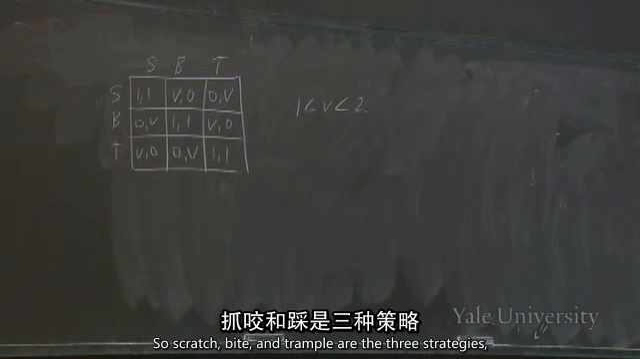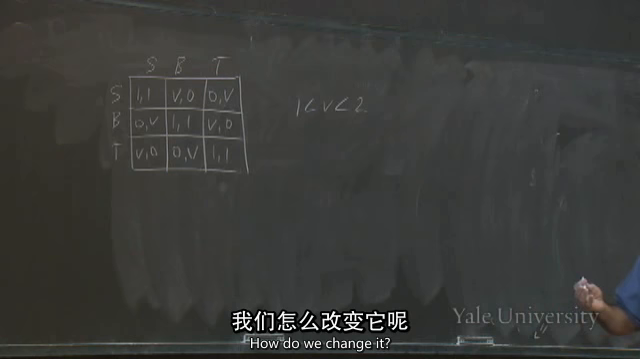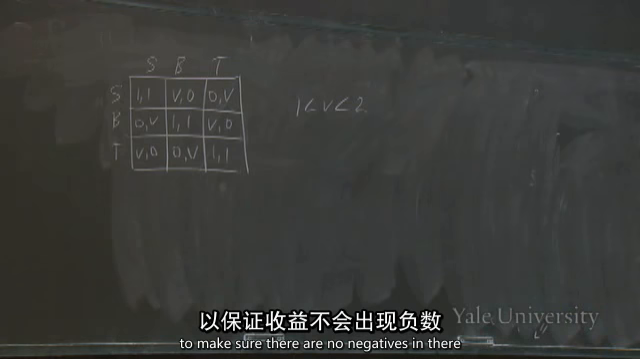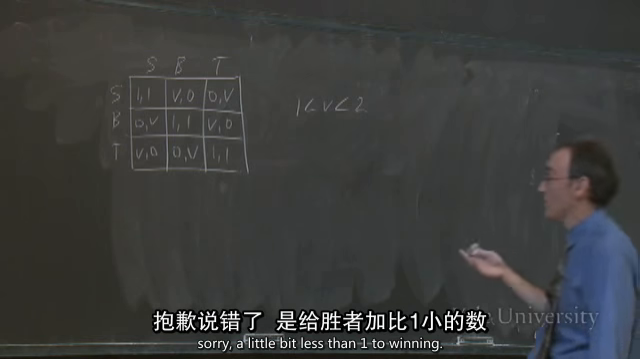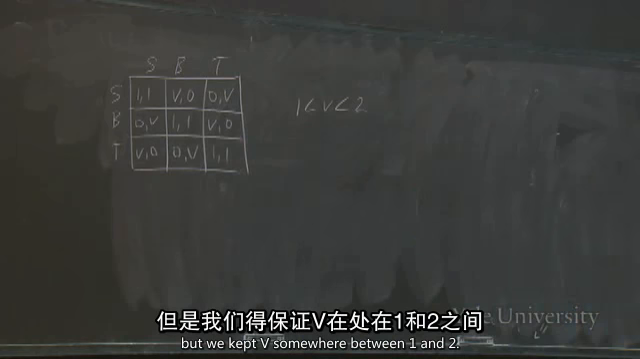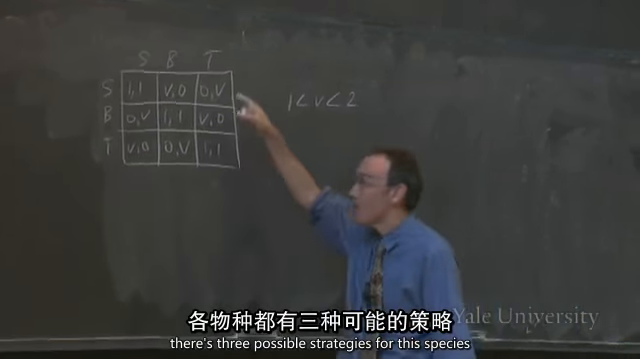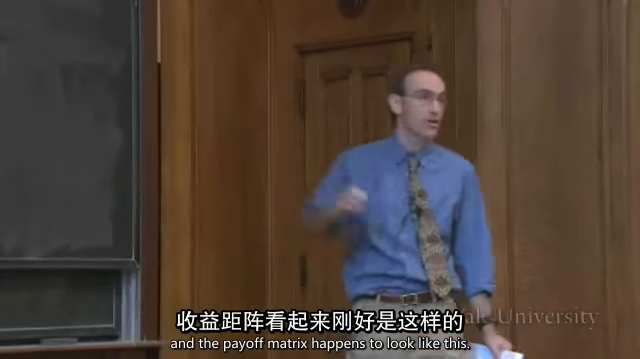All right, so scratch, bite, and trample are the 3 strategies. And it's a little bit like rock, paper, scissors. How did we change it? First, we added 1 to all the payoffs to make sure there are no negatives in there. And second, we added a little bit less than 1 to winning. So if we added 1 to everything, then V would have been 2, but we've kept V somewhere between 1 and 2. All right? So this is certainly a game you could imagine in nature. There are 3 possible strategies for this species, and the payoff matrix happens to look like this.